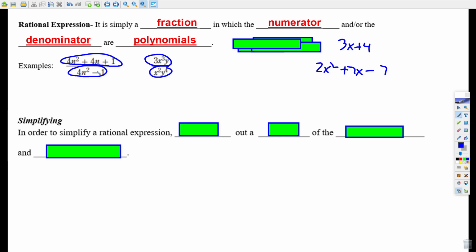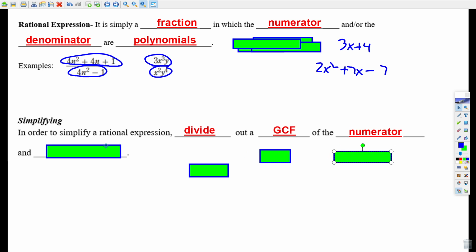The ones over here, we have a 2 term on the bottom, which would be a binomial, and the top would be 3 terms, which is a trinomial. So that's what we're talking about. A rational expression is when we have polynomials on the top and bottom of a fraction. That's it. So in order to simplify a rational expression, we're going to divide out a GCF of the numerator and the denominator.